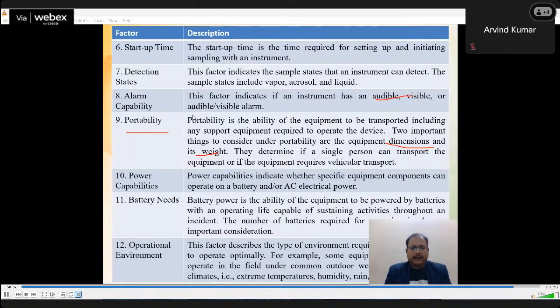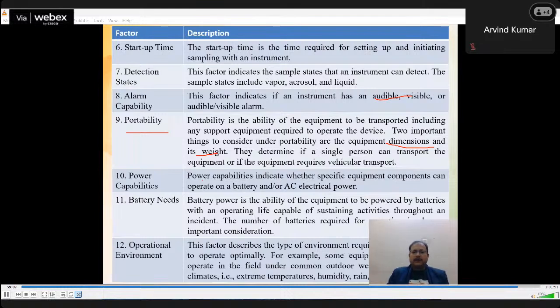Next is the battery needs. Battery power is the ability of the equipment to be powered by batteries with an operating life capable of sustaining activities throughout an incident. The number of batteries required for operation is also an important consideration. During an incident, you have to carry a number of things. So we require an instrument which has all these inbuilt provisions. It's not that you have to carry a battery, then carry wire. So the battery factor is also an important factor.